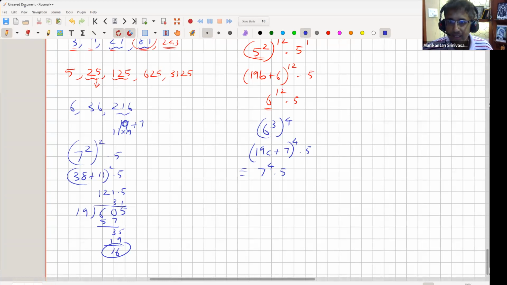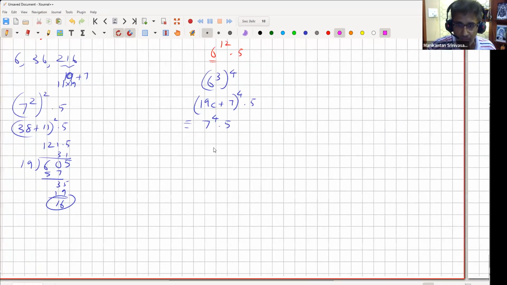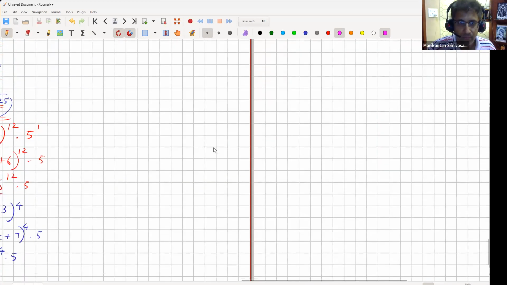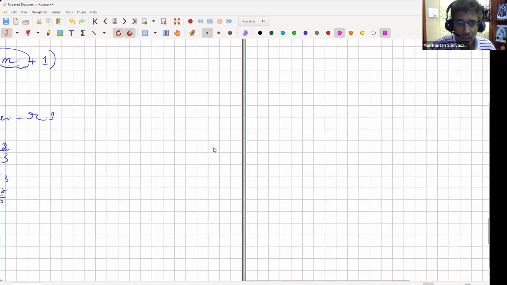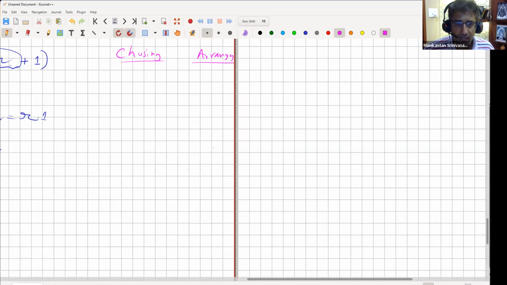Okay, all right. Let's do some basic revision of permutation combination. Since some of you may be new to the topic, and some of you might need a refresher. There are two things: one is choosing and one is arranging. Choosing is, let's say there are 10 students and I have to select 3. So that's 10 choose 3.